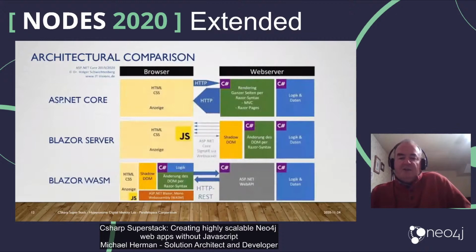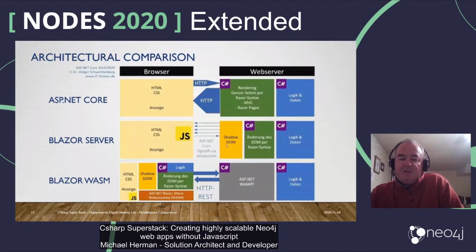This is a slide that you could look at after the talk. You could pause the webcast and have a look at it. This is probably the most detailed architectural comparison I could find, from the people at itvisions.de. At the top, we have a traditional ASP.NET Core application. In the middle, we have the Blazor Server, and at the bottom, we have a Blazor WebAssembly application. And if we look here at the Blazor Server, there's the orange colored box, the shadow DOM. This is also referred to more formally as the render tree.